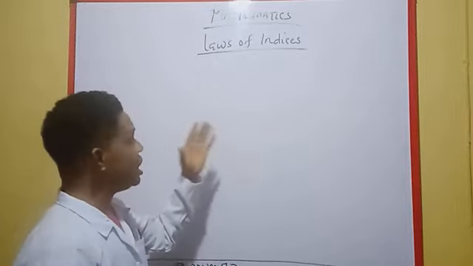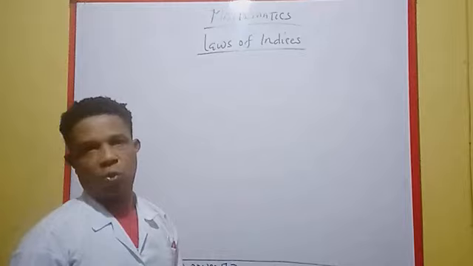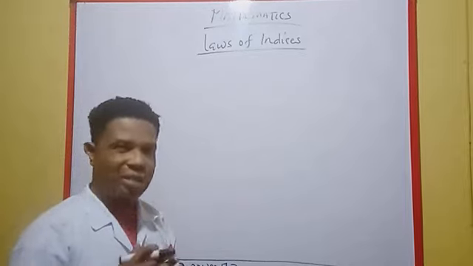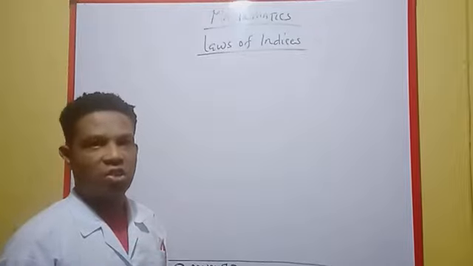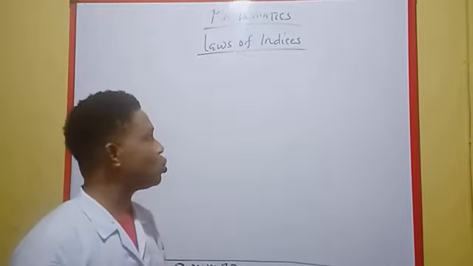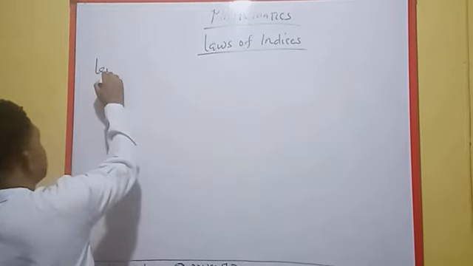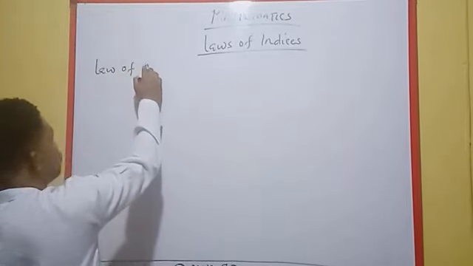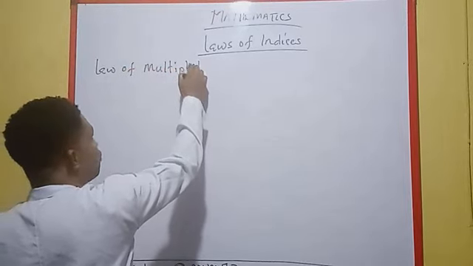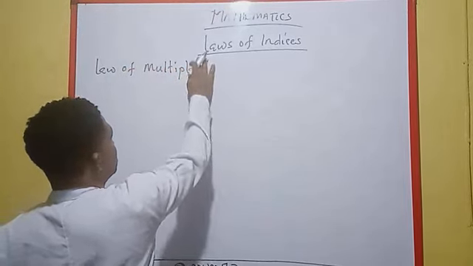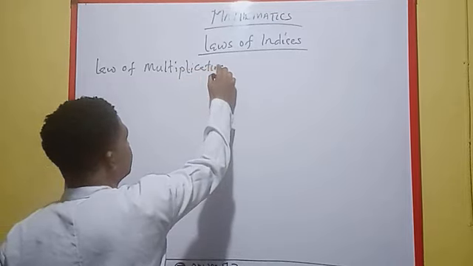Now, for you to understand indices, there are 6 basic laws of indices you must understand before you can solve any problem on indices. Number 1 is the law of multiplication. That is the first law of indices.